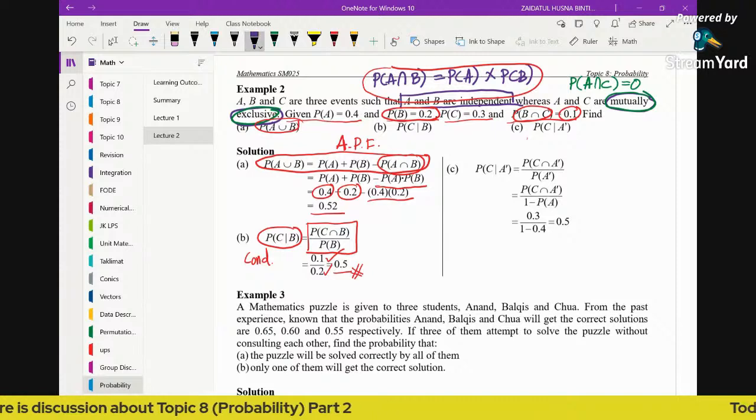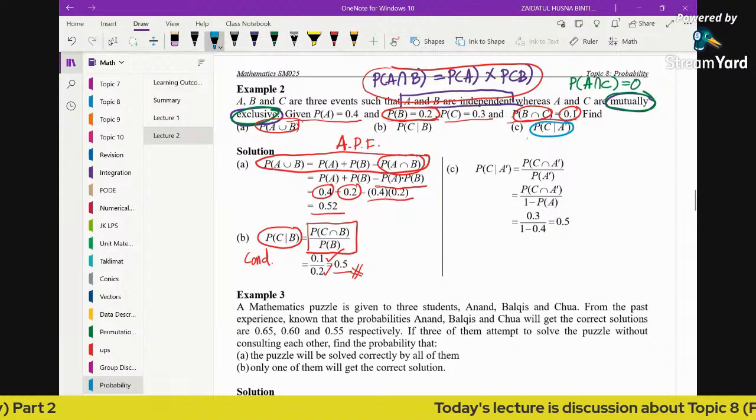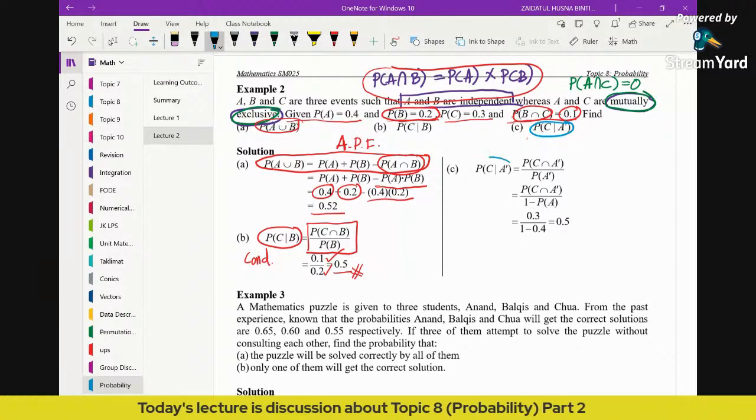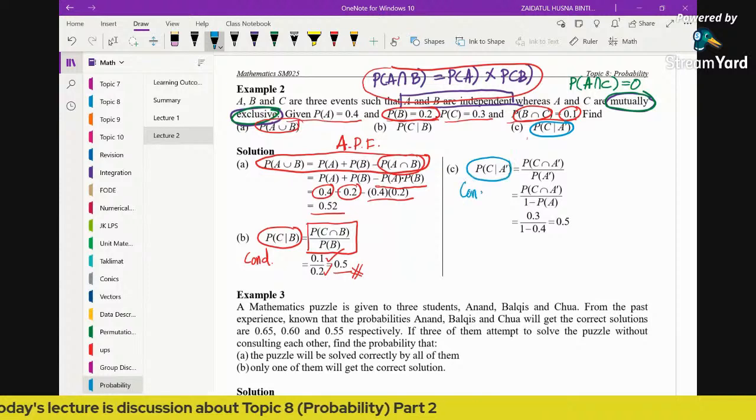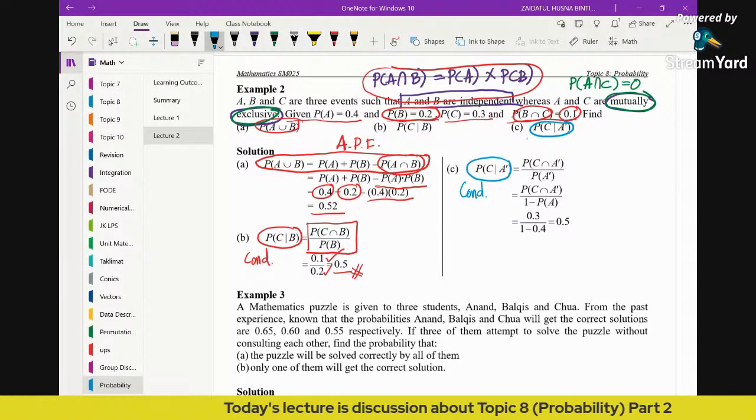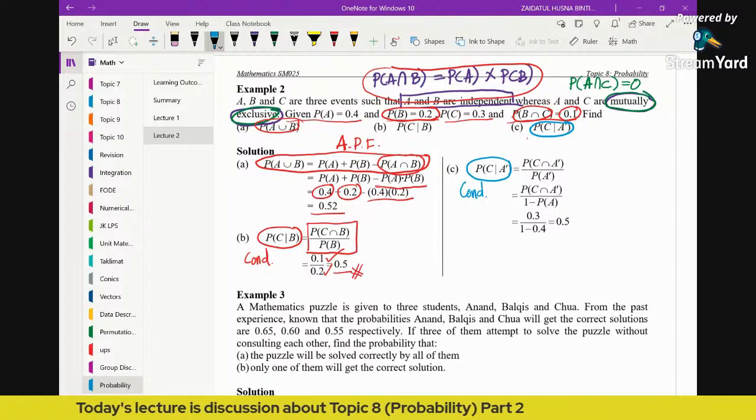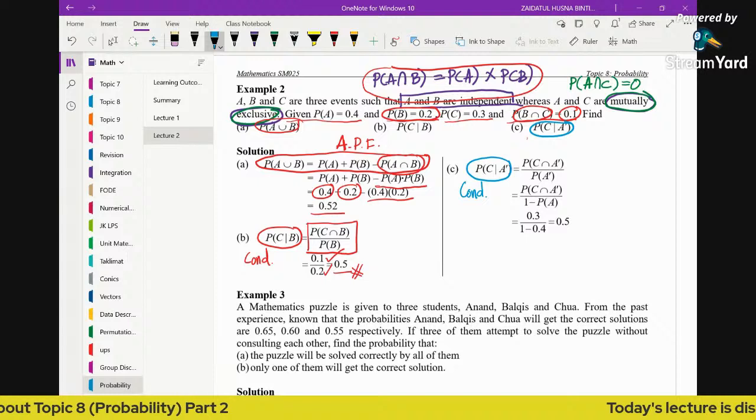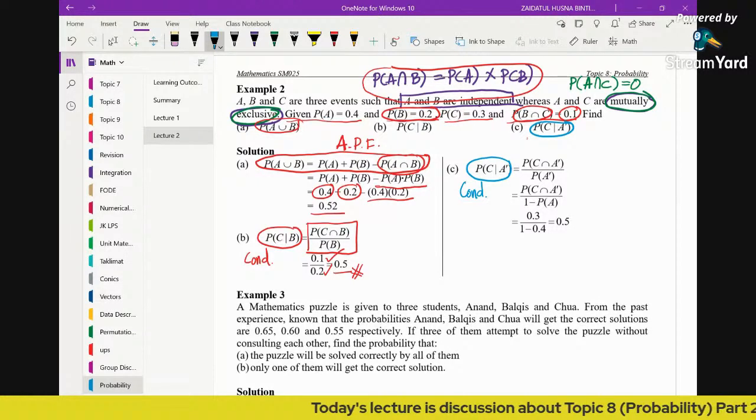And then next, the question says find probability of C given A prime. Given A prime, so again, this is conditional probability. In order to find conditional probability, we use the formula. So probability of C given A prime is equal to probability of C intersect A prime divided by probability of A prime. How do we obtain probability of C intersect A prime?